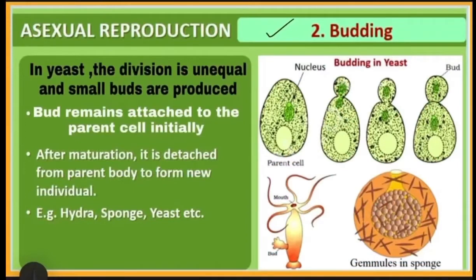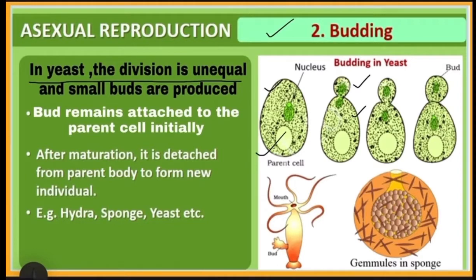Clear? The second method of asexual reproduction is budding. You can see budding in the case of yeast. In yeast what happens? The division is unequal. You can see this is the parent cell, the parent yeast cell. This divides into two, and this division is unequal. One is a smaller size cell and the other is the bigger size cell.